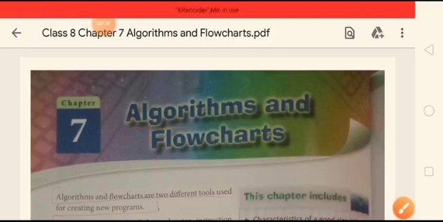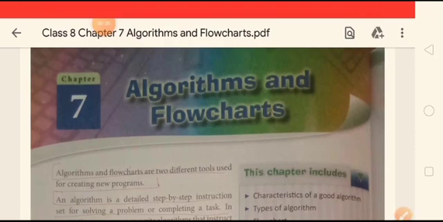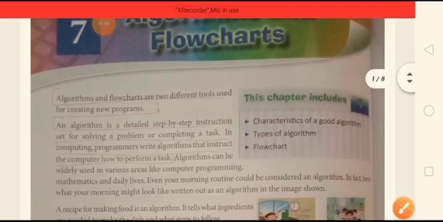Suppose you need to make tea. So what are the steps followed for making the tea? Those steps are basically known as an algorithm. And what is a flowchart? A flowchart is the pictorial representation of an algorithm. The steps we write in the form of a pictorial graph, that is what is known as a flowchart. We will study this in detail as we head into the chapter. So let us start.